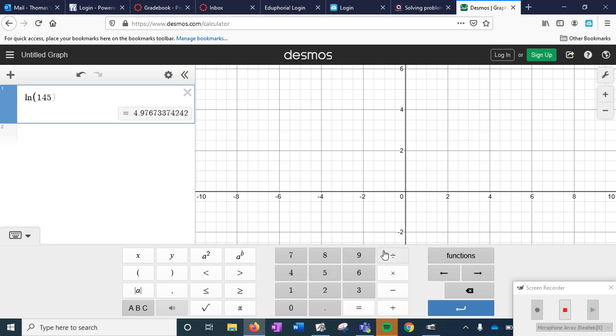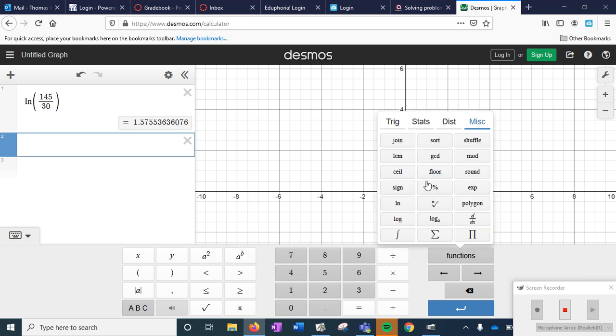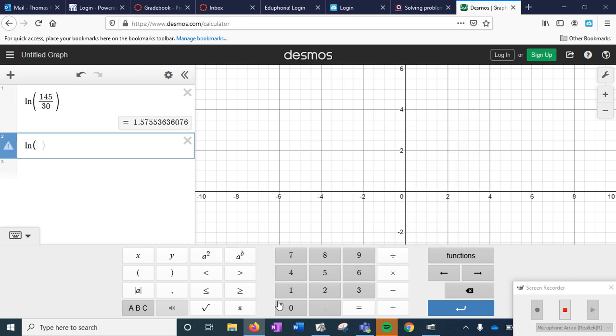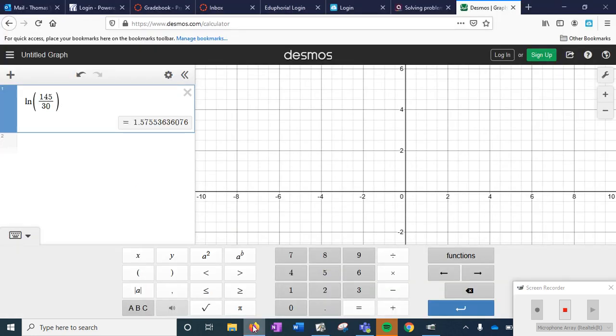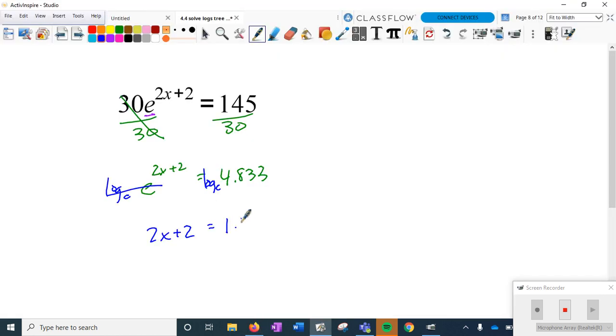145 divided by 30. Okay, if I do that, it should get the same thing as natural log. It should be pretty close anyway. Natural log of that, 4.833. Yeah, it's pretty darn close. Okay. But that's what we end up with, and let's see what else we need to do to finish this problem. So we ended up with, what was it? 1.576. Okay, now I'm solving this now.